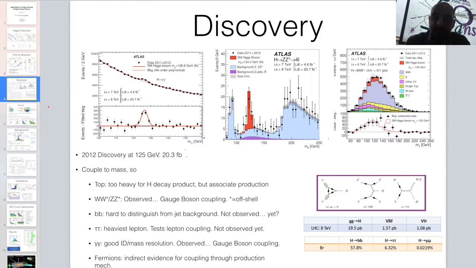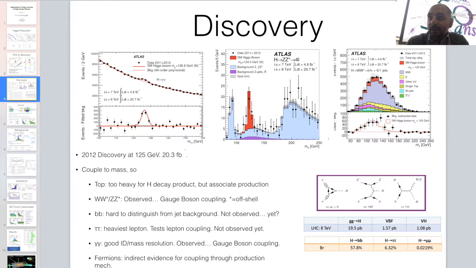So the next thing is the tau tau. After the B, the tau is the next heaviest thing in the standard model. Now, this is interesting because this tests the lepton coupling. And this has not been observed. There's some evidence for it, and I will show you. But this hasn't been observed, and this is the decay we're talking about. The next one of interest is gamma-gamma. And as I showed, the gamma-gamma branching ratio is very low.